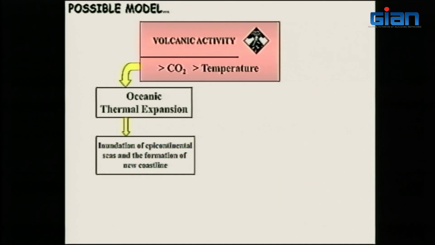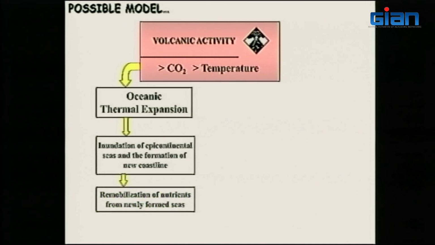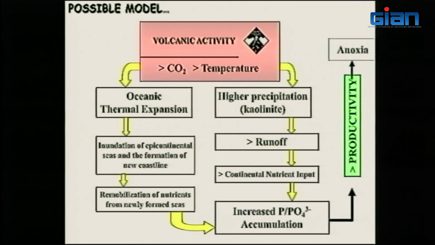What you get is an inundation of the epicontinental shelf and the formation of new coastlines, meaning a lot of erosion, remobilization of nutrients, and increasing weathering. This remobilization of nutrients from newly formed seas will boost, more or less, the phosphorus accumulation. But at the same time, on land, you have higher precipitation, more runoff, more freshwater input, as we have seen.